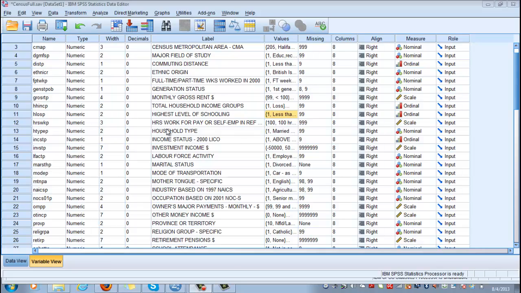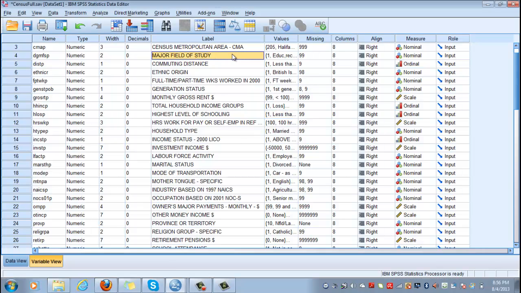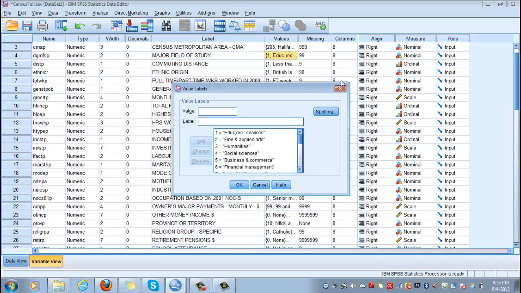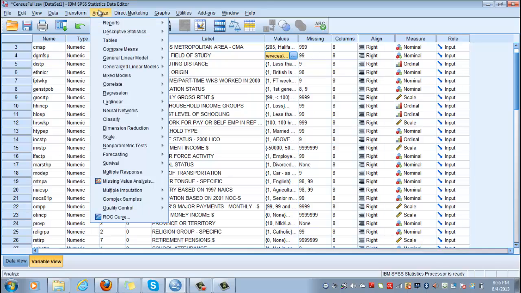So let's test two variables. One is gender and the other one is major field of study, to see if these are somehow dependent or independent. You would think that some types of majors attract only males versus other types of majors attract more females, so there should be a dependence between these two variables. You go to Analyze, Descriptive Statistics, Crosstabs.